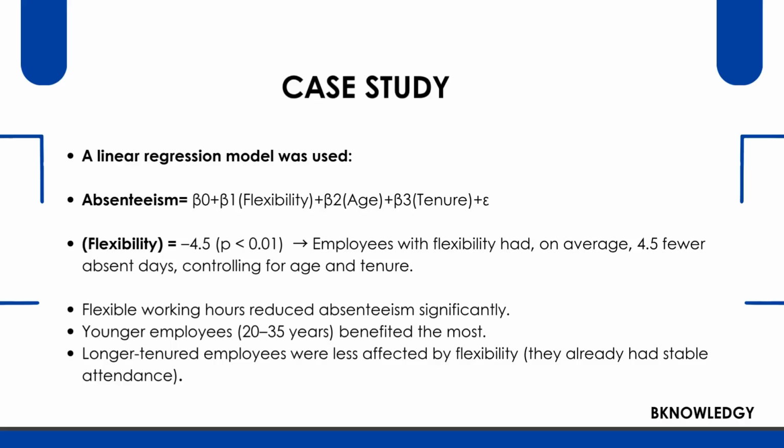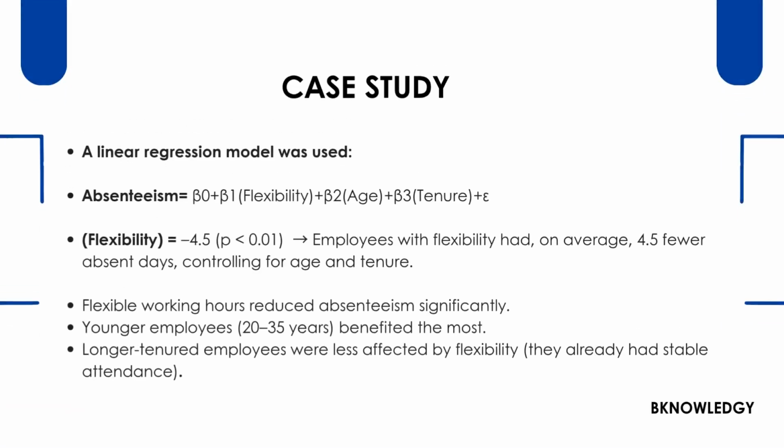Interpret results. A negative coefficient, beta 1, means flexibility reduces absenteeism. No significance? Other factors may matter more: stress, job role, engagement. Turn insights into action. If flexible hours cut absenteeism, expand the policy. If not, investigate other workplace drivers of absence.